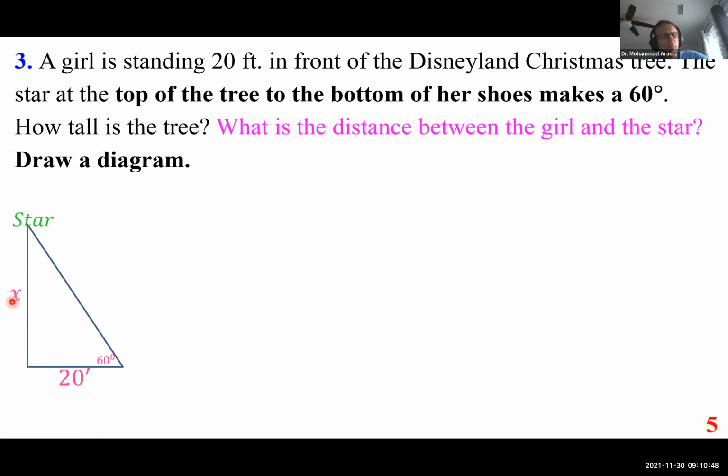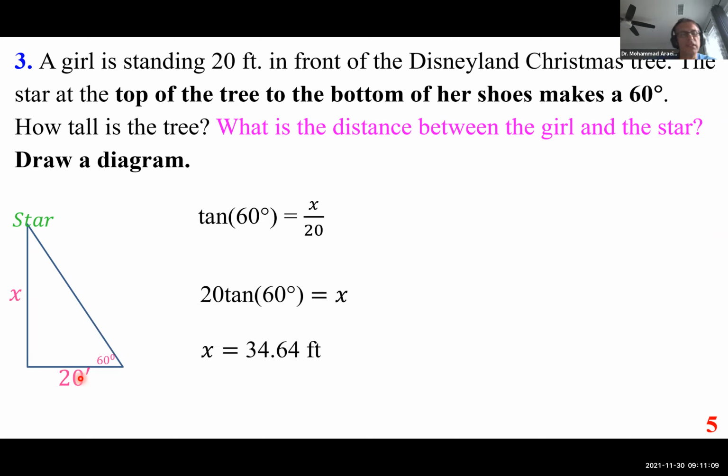So one easy way, this is a right triangle. So tan of 60 is the opposite, which is X, over the adjacent, which is 20. So X is the product of those two. And using a calculator, a bunch of decimals, you come up with the answer. Because this is 20 feet, then X is in feet also. So that's the first part.